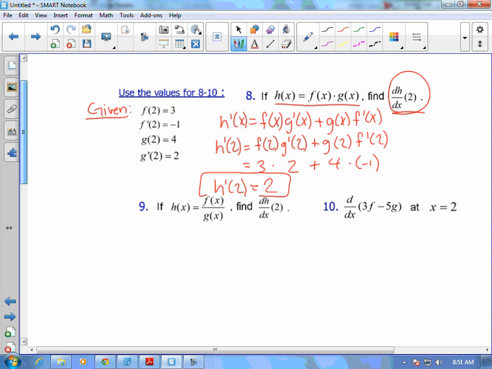Okay, number 9. Which rule is number 9? Quotient rule. Sing the song: low d high minus high d low, over low low. So h prime of x equals low, g of x, times d high, f prime of x, minus high, f of x, times d low, g prime of x, over low low. That would be g of x squared, and we put the square on the g.